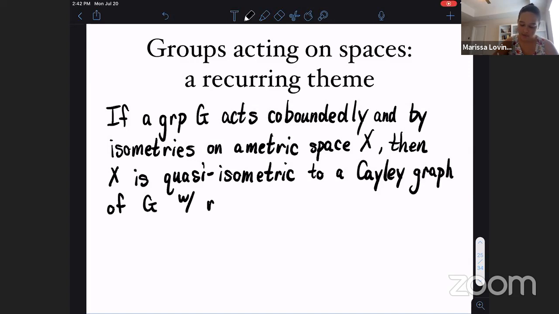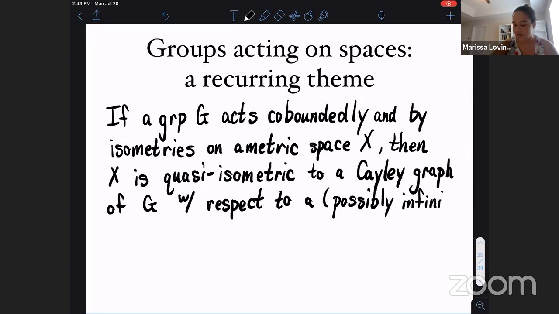of G with respect to a possibly infinite generating set. So I'm not going to go into what the Cayley graph is, but it's a very natural graph you can associate to a group. It's a graph that is quasi-isometric to your group based on the generating set, where you let the vertices be the group elements and then you add in edges for your generators. I got that backwards, but okay, we don't need to dwell on what this is.